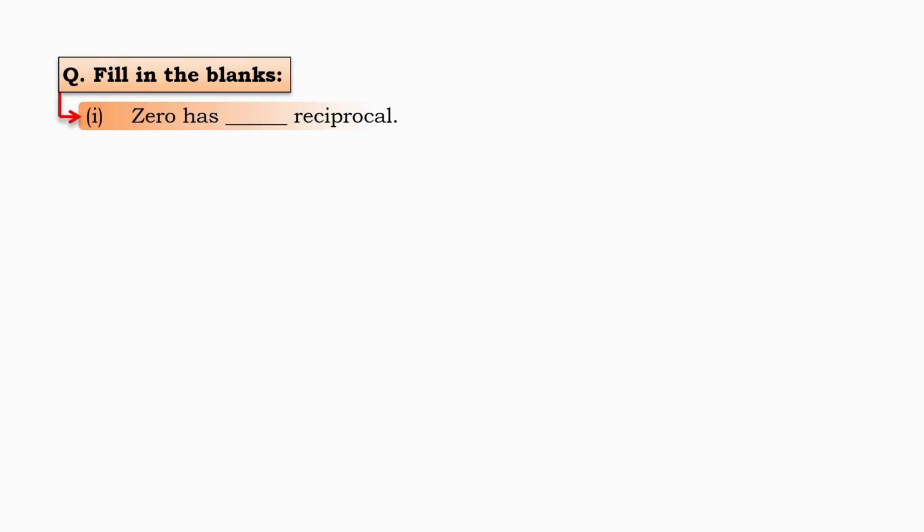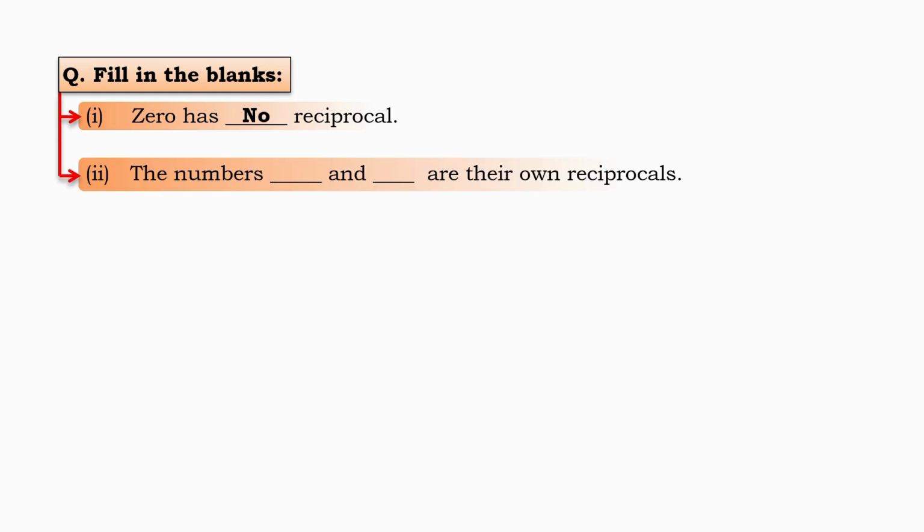Now fill in the blanks. 0 has dash reciprocal. That is 0 has no reciprocal. Because 0 reciprocal means 1 by 0. So that is also 0. The numbers dash and dash are their own reciprocals. So 1 and minus 1. So 1, the reciprocal of 1 is 1 by 1, that is equal to 1. And reciprocal of minus 1 is minus 1 by 1, that is equal to minus 1.